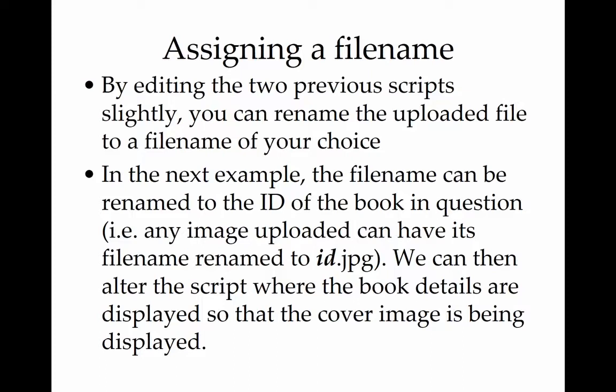Now, since we identify the books by the ID anyway, we could just use that ID as the name of the picture. So the book 7 has the picture 7.jpg. The book 9 has the picture 9.jpg. Makes our life very easy. Problem is you can only have one picture per book. But you know, it works, it's an easy solution.